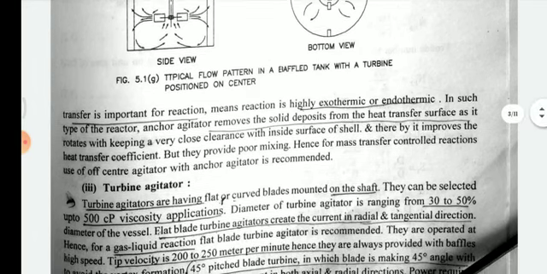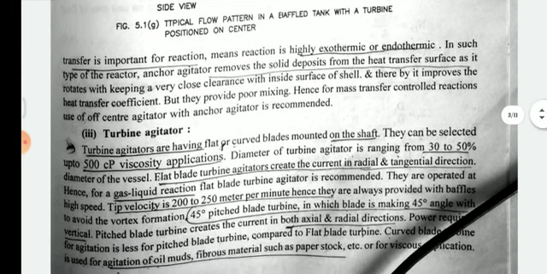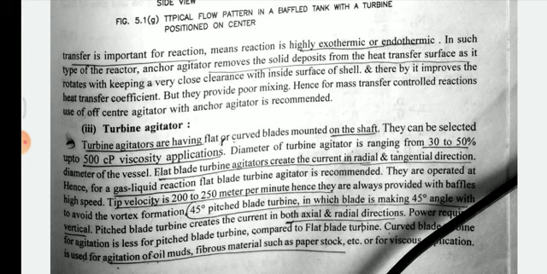In such a type of reactor, the anchor agitator removes the solid deposit from the heat transfer surface, and it rotates keeping a very close clearance from the inside surface of the shell, and thereby it improves the heat transfer coefficient, but it provides poor mixing. Hence, for mass transfer control reactions, use of an off-center agitator with an anchor agitator is recommended. In many cases, an off-center as well as angular type of agitator is recommended for high mass transfer and to improve the mixing rate.